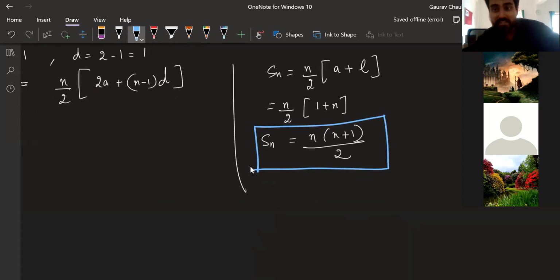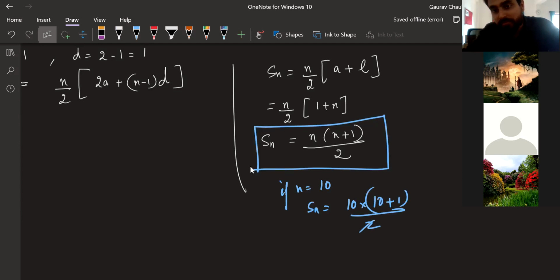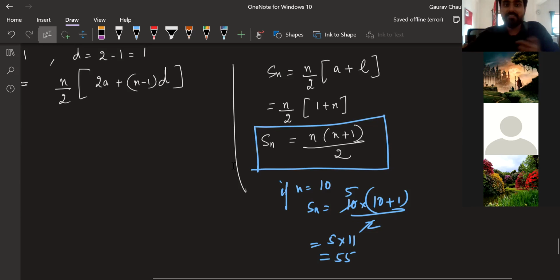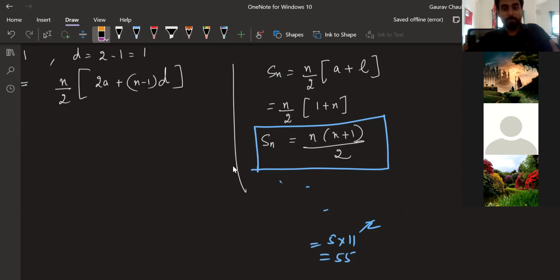I'll show you an example. Yesterday we had calculated the sum of first 10 natural numbers, right? We got 55. Let's check if that works. If n is equal to 10, S of n will be 10 into 10 plus 1 by 2. That's 5 into 11, which is 55. You see, it works. I'm just showing, but it's going to work in every single case. You can add the numbers and check. All right, this is the formula for n natural numbers. It is an important formula for you to remember.